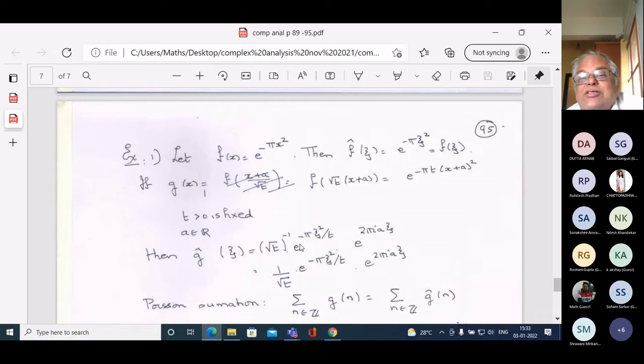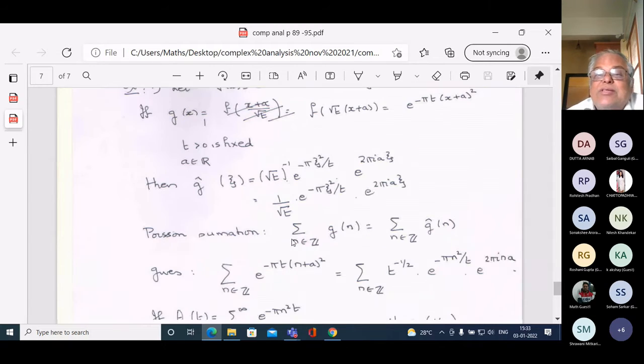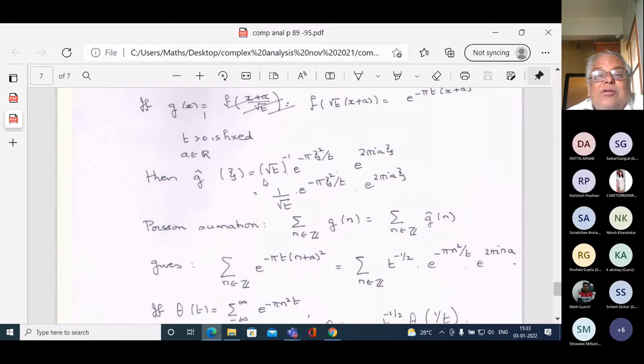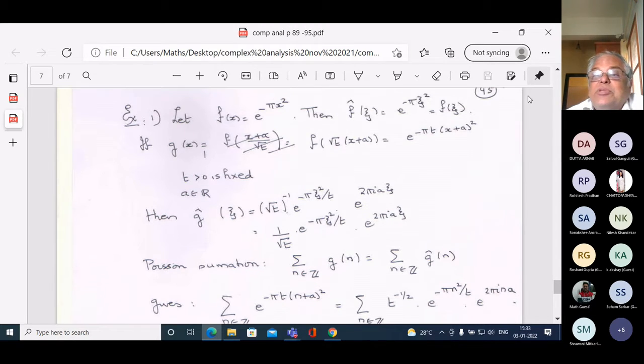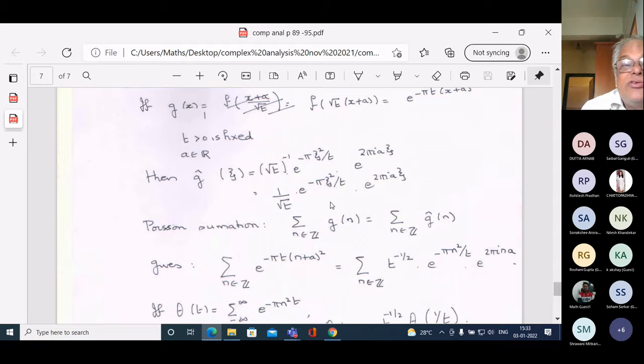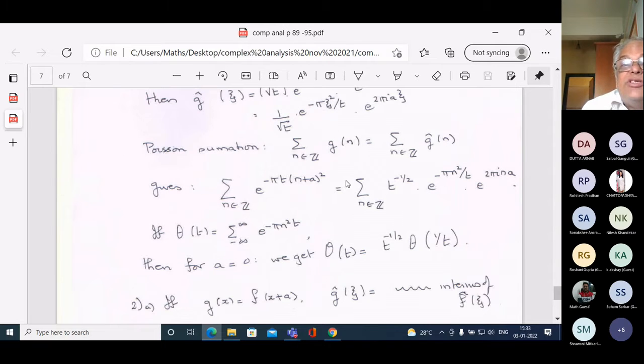So there's a translation by a and a dilation by root t. And so g is this, e to the minus pi t (x plus a) squared. And then you calculate the Fourier transform of g, which you can do by a change of origin and then a change of variables. And then you will get g hat is like this. And therefore the Poisson summation formula gives you this formula.